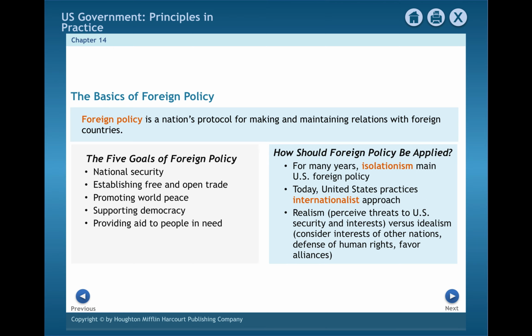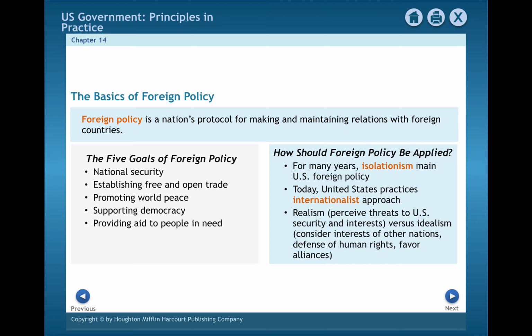And to take that further, supporting democratic governments. The US has its interests best served by stabilizing the world, and we believe that supporting democratic governments will help bring global security as well as security to our own nation. And finally, providing aid to people in need, number 5. The US spends about $27 billion every year on humanitarian aid, and this includes things like money, food, or military assistance.